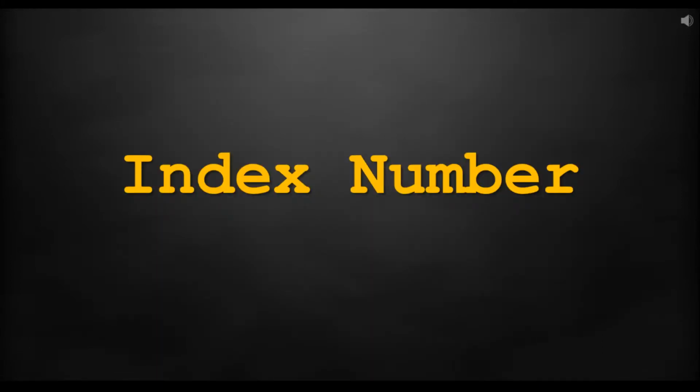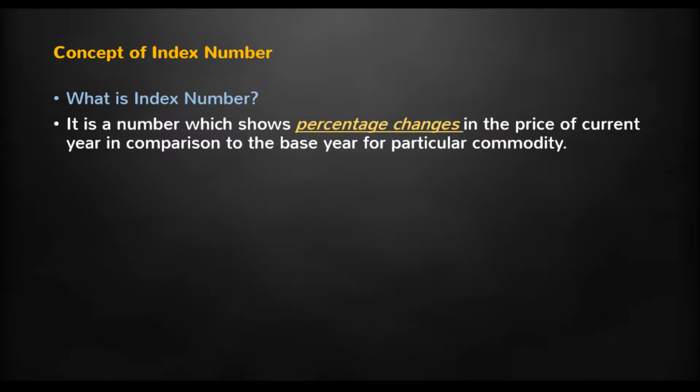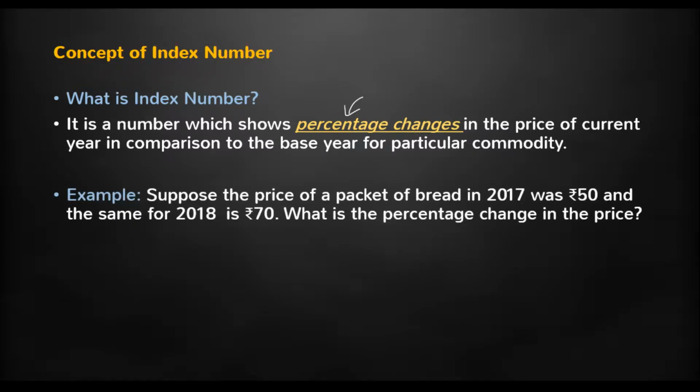Index number. Let us first start with the basic concept of index number. The first and foremost question that comes to our mind is, what is index number? So index number is a number which shows percentage change in the price of the commodity in current year in comparison to the base year for a particular commodity. Let us take an example to understand the situation.